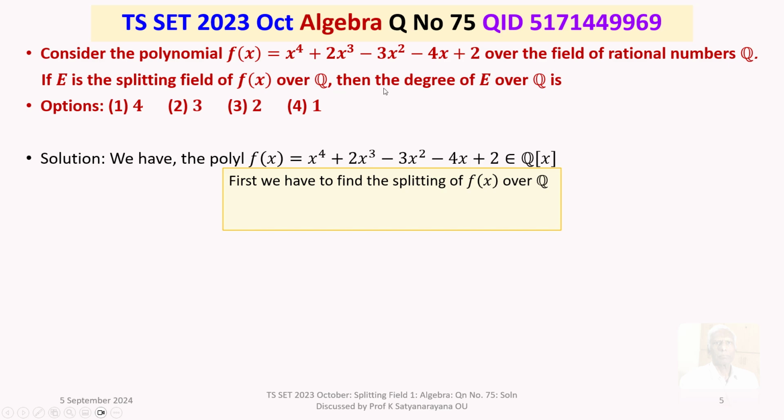The basic question is, what is a splitting field of a polynomial over a field? That is, we want to find the smallest extension field of Q in which f(x) splits into the product of linear factors. Such a smallest field extension is called the splitting field of f(x). So our first concern is to find E, then we have to find the degree of E over Q.